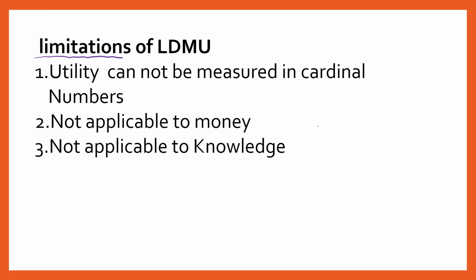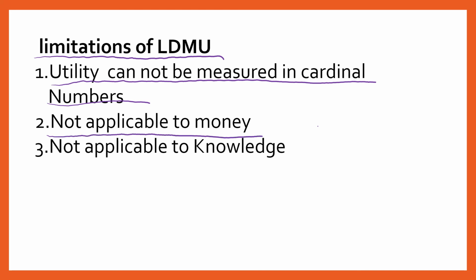Let us discuss the limitations of LDMU. The basic limitation is that utility cannot be measured in cardinal numbers as it is a subjective concept. LDMU is not applicable to money. If a person earns more and more money, utility will never decrease, utility will increase. And it is not applicable to knowledge. When a person gains more and more knowledge, utility is going to increase, utility will never decrease.